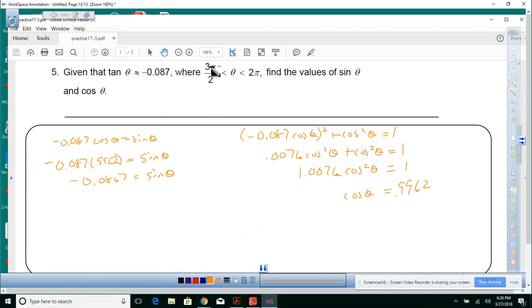We're in quadrant 4, okay? In quadrant 4, cosine is positive and sine is negative. So cosine theta is 0.9962 and sine theta is negative 0.0867. Good job.